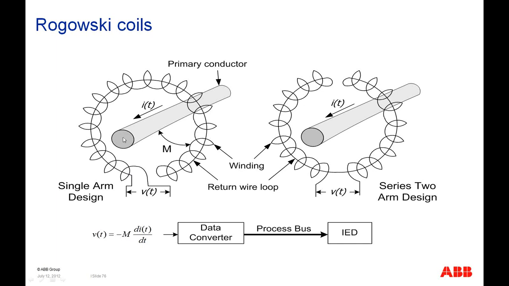And the output of the Rogowski coil is a voltage that happens to be very linear with respect to the current going through the primary conductor. So the voltage that we get out of it is some constant times the dI/dt, the time variation of the current going through the primary conductor. You could use this either at this voltage level, or you could use this to feed into a data converter, and then go into a process bus into the IED. The first application of this in our gas insulated substations has just been using an analog value that goes into our relays.